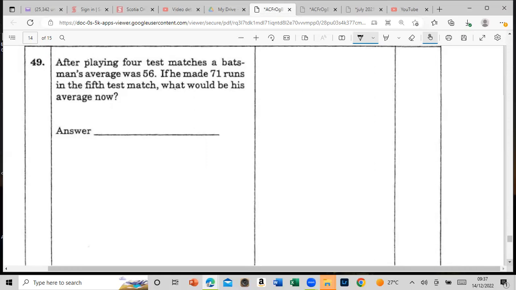Or you could just go the long way and multiply 4 times 56 and get this total aggregate. I'm going to try both ways and see if it works. So you have 4 tests and an average of 56. You have to know how much he made in each, so we multiply by 4, because an average of 56 is a number divided by 4. So 4 times 6 is 24, 4 times 5 is 20, and that's 224. So he made a total of 224 runs, right?